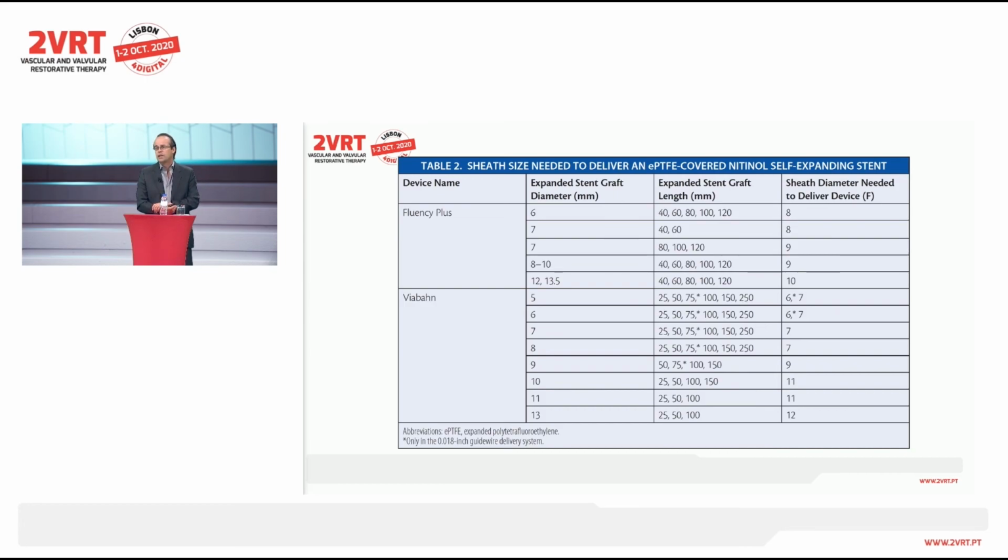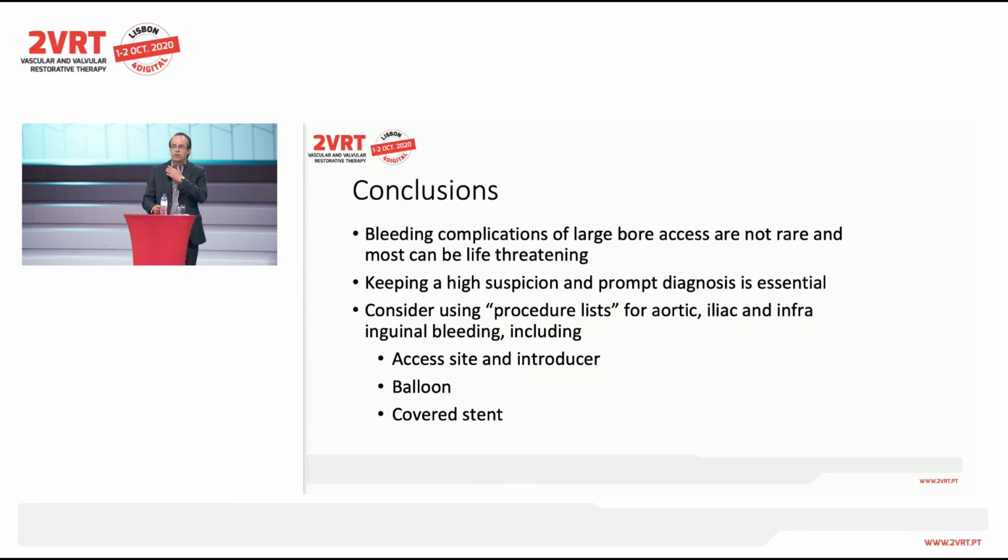I'll leave you the table with the diameters of the Fluency and the Viabahn, just to have an idea of the introducer size, but basically they go from 8 French introducer, or 12 if you go beyond 8 or 9 millimeters diameter. The self-expandable stents should be at least 1 millimeter larger than the size of your artery, of your target vessel.